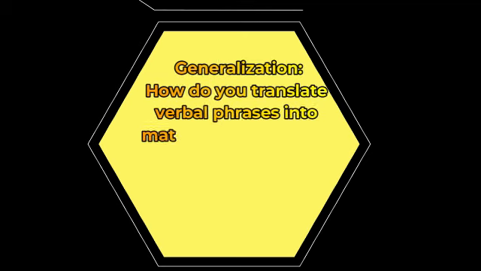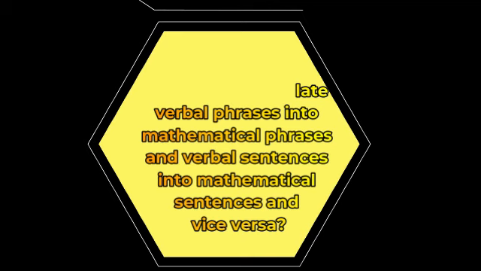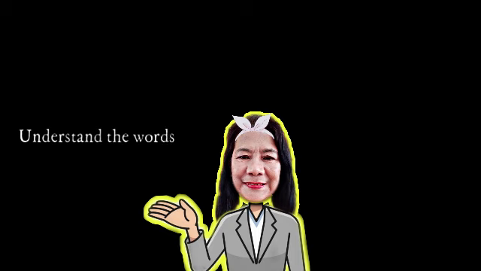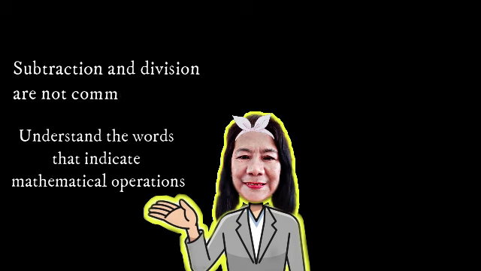To summarize what you have studied, let us answer the question, how do you translate verbal phrases into mathematical phrases and verbal sentences into mathematical sentences and vice versa? The first step in correctly translating verbal phrases into algebraic expressions is to understand the words that indicate mathematical operations. Remember that subtraction and division are not commutative, so we need to be careful about the order of the constants and variables when translating expressions involving these operations.